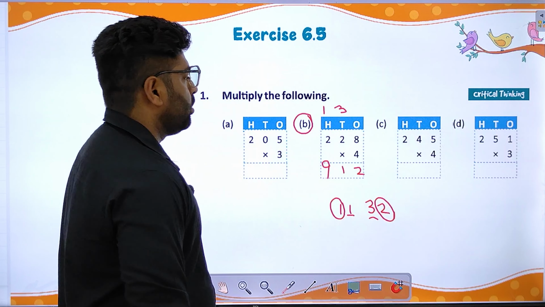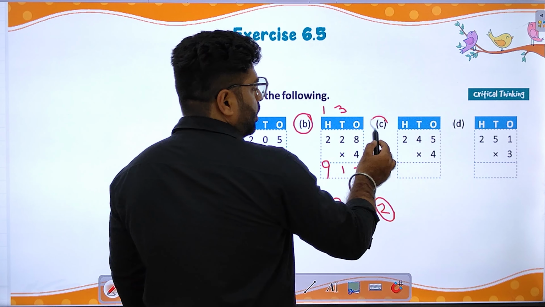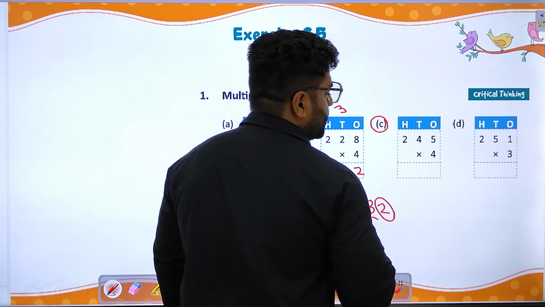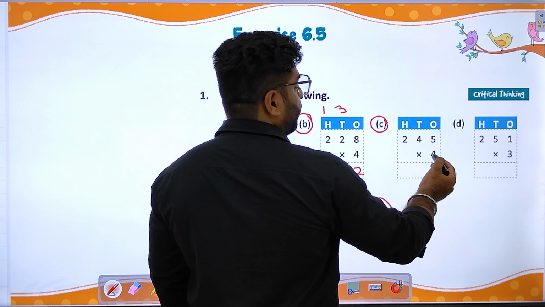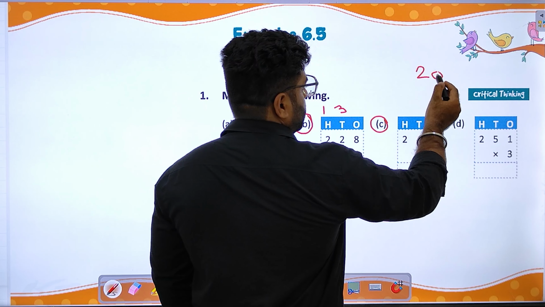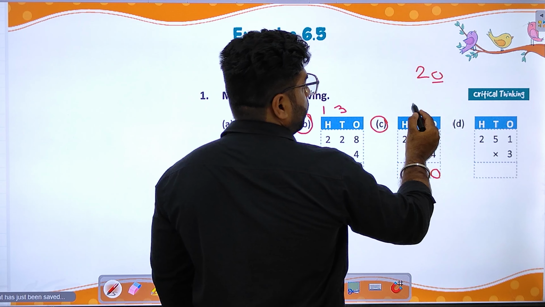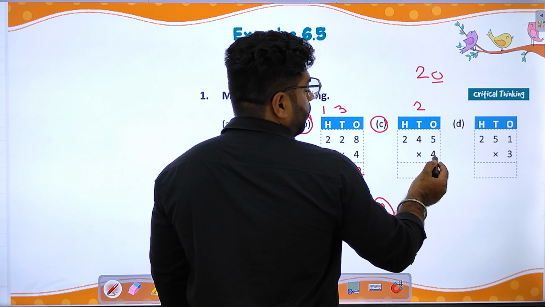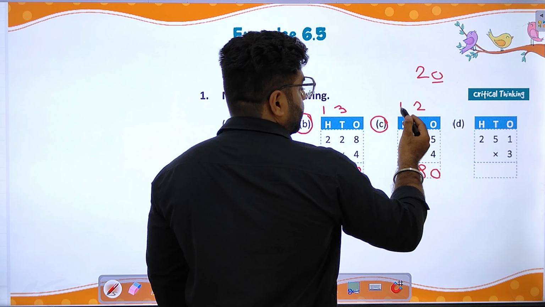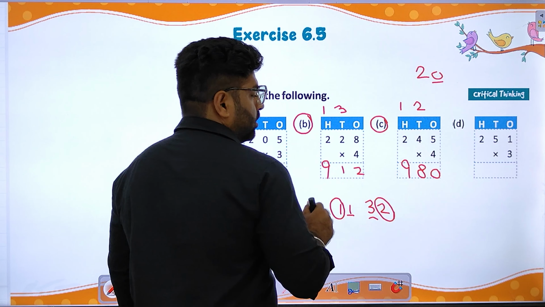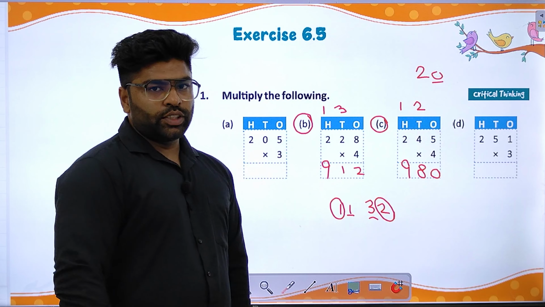Okay. Now solve one more part to clear our doubts. Let's take question number C. So first we are going to multiply, that is 5 4s are 20. So here we are having 0 and we will put 2 here. 4 4s are 16, 17, 18, 8, carry 1 and 4 2s are 8 plus 1, 9. So you can write it in this way also.